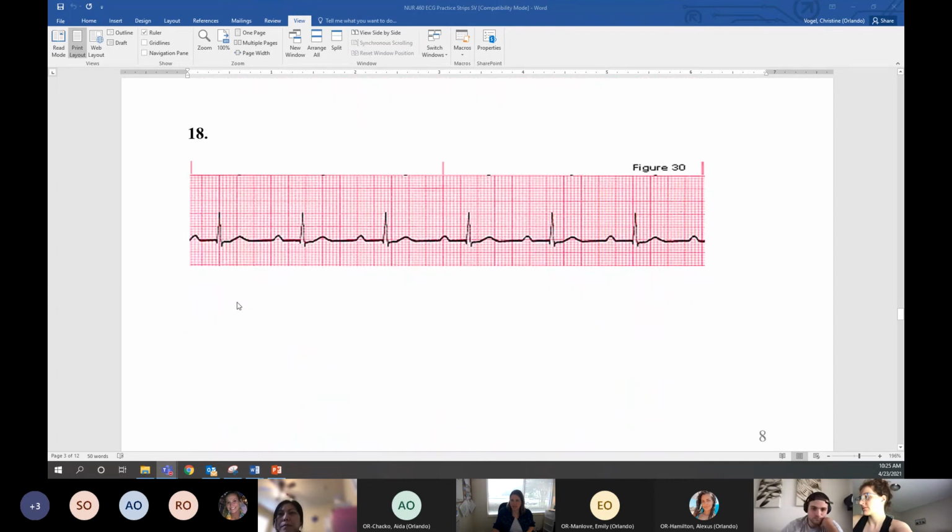All right, this one looks a little weird. I like the narrow QRS, so our ventricles are working pretty well, but what's going on here?